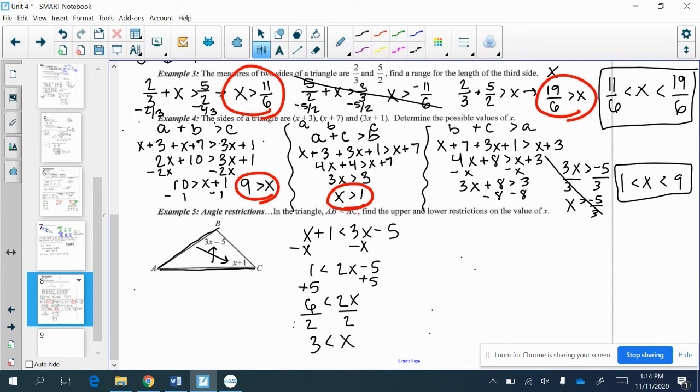Once we're there, that's only one restriction though. The other restriction is the fact that we're dealing with a triangle. We know through the triangle sum theorem that all of the angles in the triangle have to equal 180. So these two angles together should be less than 180 degrees. If I add my two angles together, so 3x minus 5 plus x plus 1, that's only two angles. So I know those two angles added together need to be less than 180 degrees. So 4x minus 4 is less than 180.